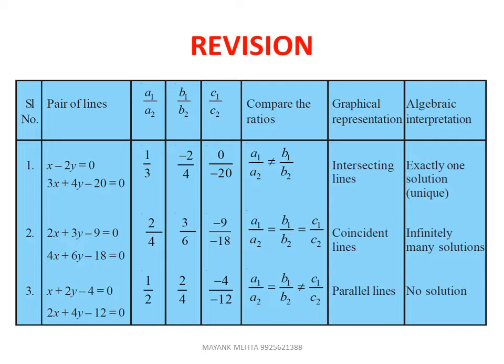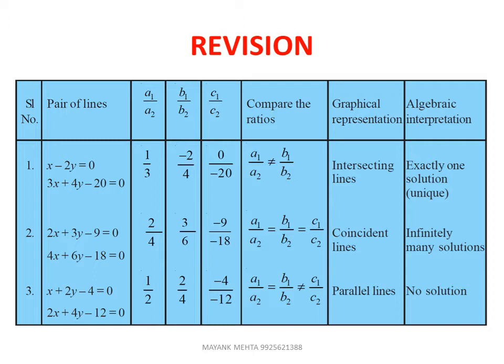So here is a table, the same table which is given in your textbook. In the first equation, you can see that a1 by a2 is 1 by 3 and b1 by b2 is minus 2 by 4. That means a1 by a2 is not equal to b1 by b2, so the lines will intersect at one point.